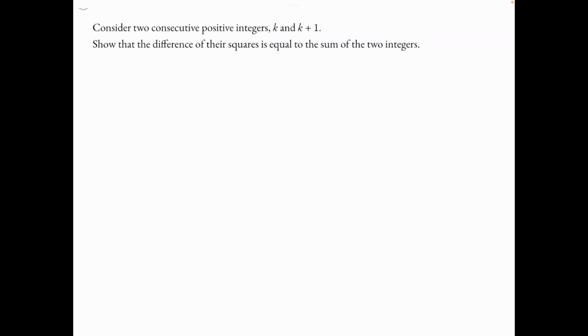Consider two consecutive positive integers, k and k plus 1. Show that the difference of their squares is equal to the sum of the two integers. So let's write it out. (k plus 1) squared minus k squared is equal to k squared plus 2k plus 1 minus k squared.